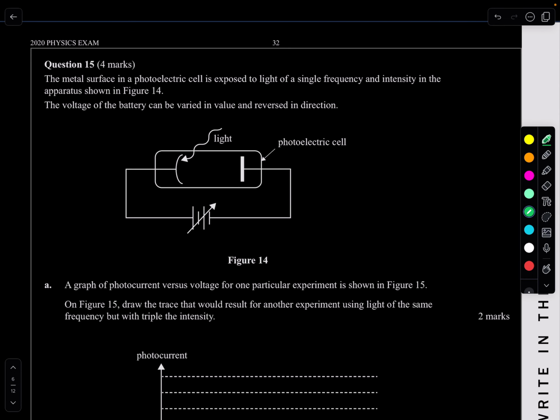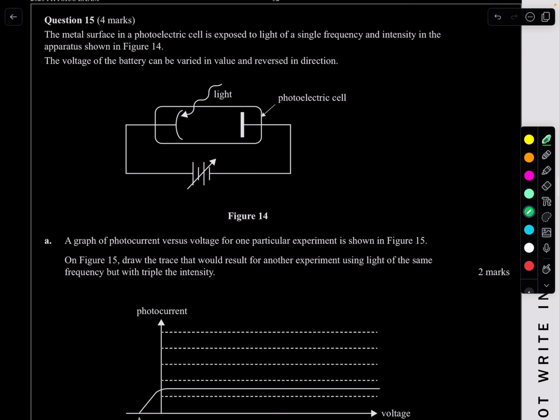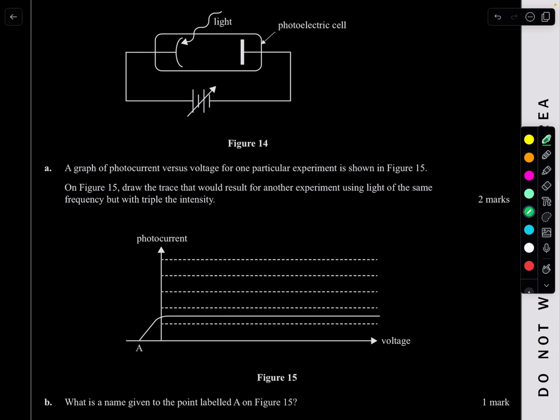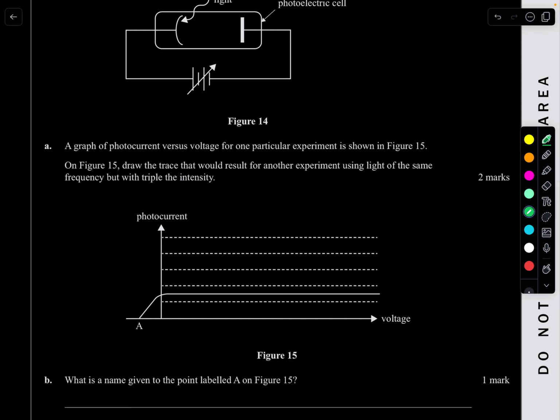Question 15. The metal surface in a photoelectric cell is exposed to light of a single frequency and intensity in the apparatus shown. The voltage of the battery can be varied in value and reversed in direction. The graph of the photocurrent versus voltage for one particular experiment is shown in figure 15. On figure 15, draw the trace that would result for another experiment using light of the same frequency, but with triple the intensity.